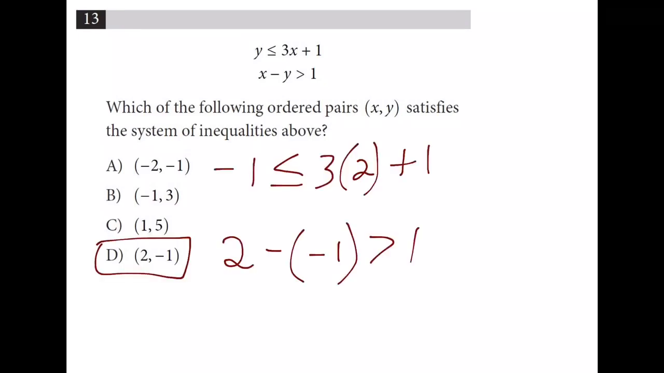If I tell you that the answer is D and I plug in the x and y coordinates like so, I notice that 3 times 2 is 6, plus 1 is 7, which is greater than or equal to negative 1. And 2 plus 1, since there's 2 negatives, is 3, which is greater than 1.